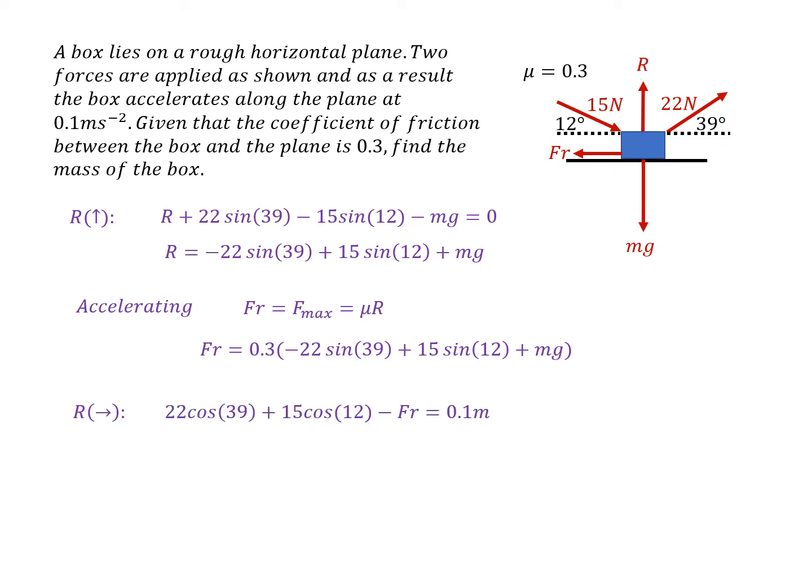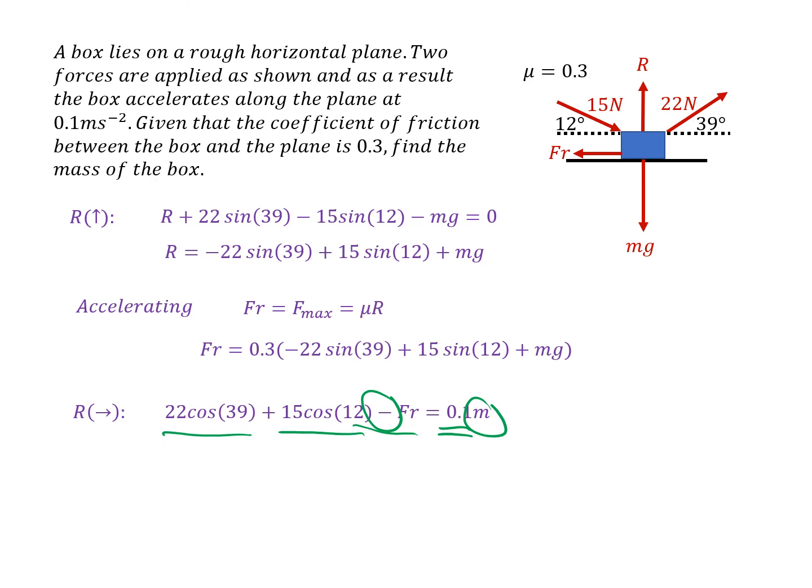So 22 cos 39 is in the right-hand direction, as is the 15 cos 12, but the friction is in the opposite direction, so that's why we have the negative here. So resultant force equals mass, which I'm calling m, times acceleration, which we're given is 0.1 meters per second squared.